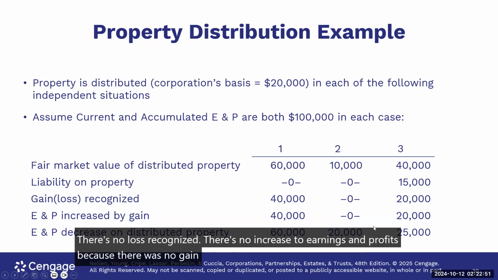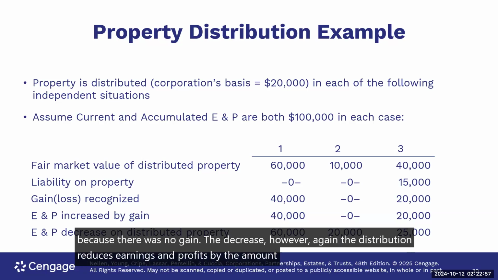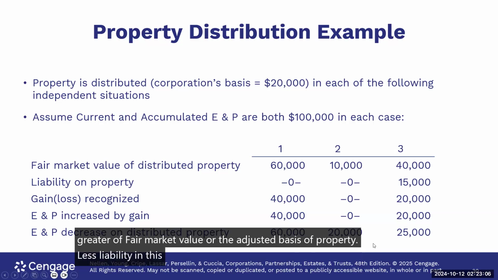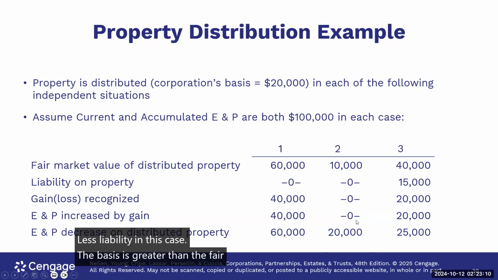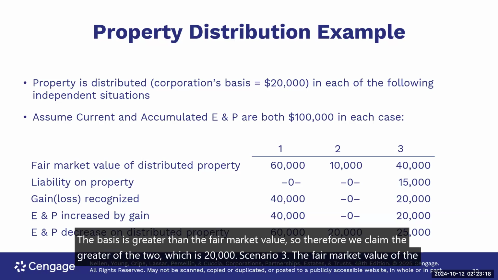The decrease, however, again, the distribution reduces earnings and profits by the amount of money distributed or the greater of fair market value or the adjusted basis of property, less liability. In this case, the basis is greater than the fair market value, so therefore we claim the greater of the two, which is 20,000. Scenario 3, the fair market value of the distributed property is 40,000.